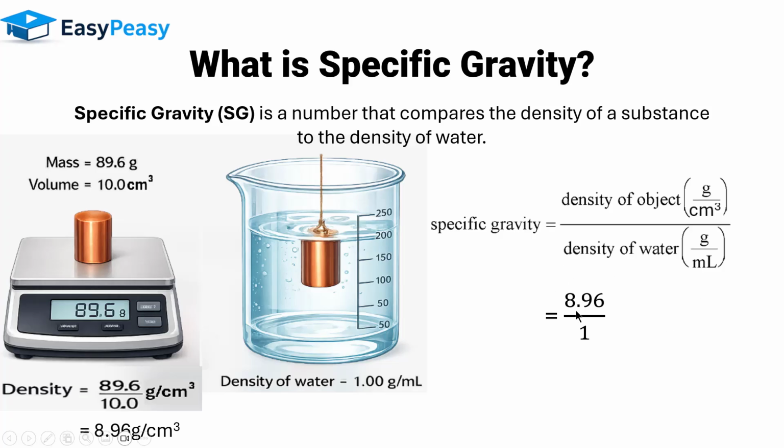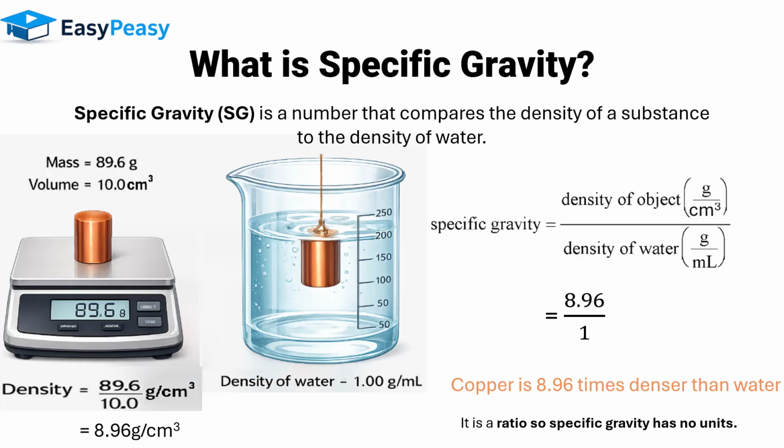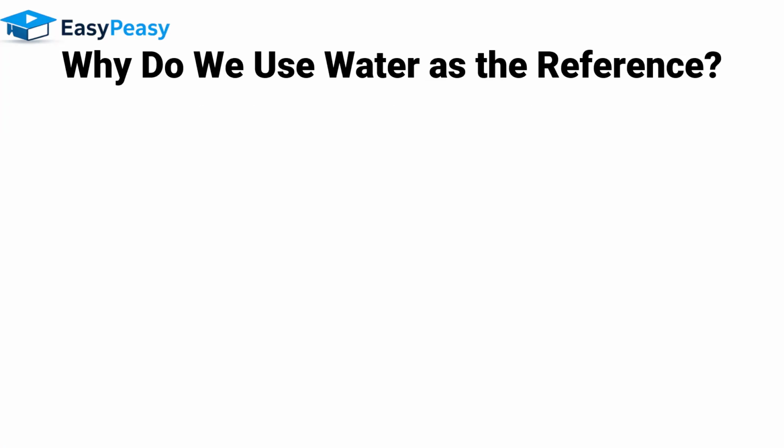Here, you can see that 8 is more than 1, so this copper pellet is going to sink in the water. So the copper pellet is 8.96 times denser than the water. And as we know that specific gravity is just for comparison, it's a ratio, so there will be no units attached with it.